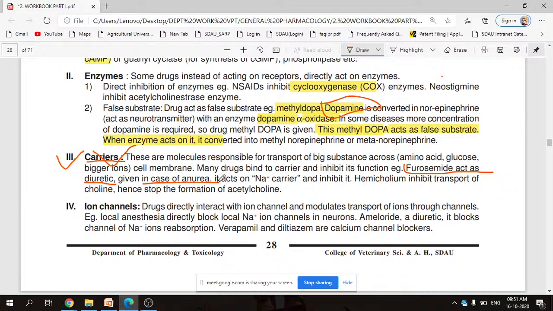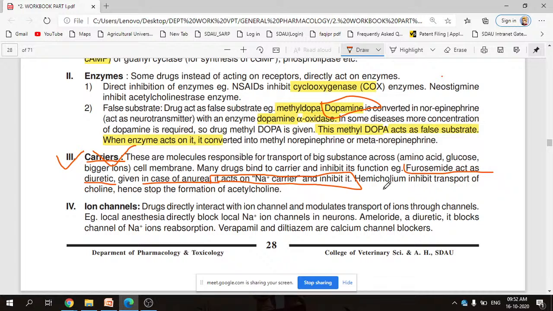What will it do now? It acts on the sodium carrier and inhibits it. Now this furosemide inhibits the sodium ion carrier. So there will be no reabsorption of the sodium from the nephrons to the blood circulation. So the concentration of the sodium will increase in the lumen of the nephrons, and this ultimately increases the water content, and thereby it increases the volume of the urine.